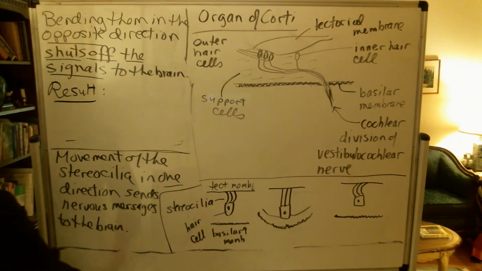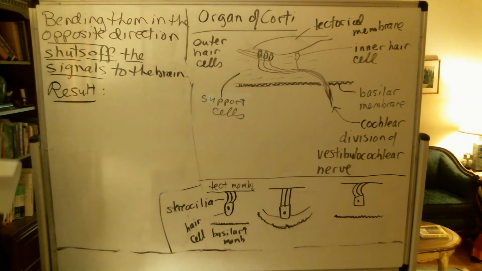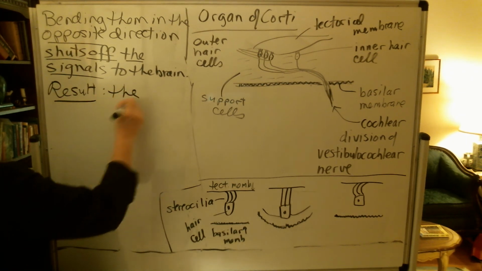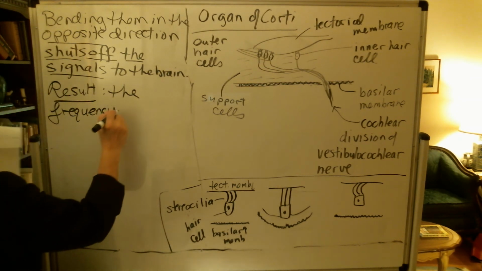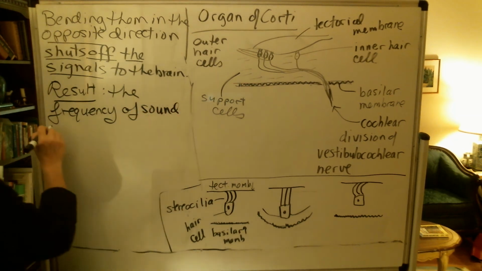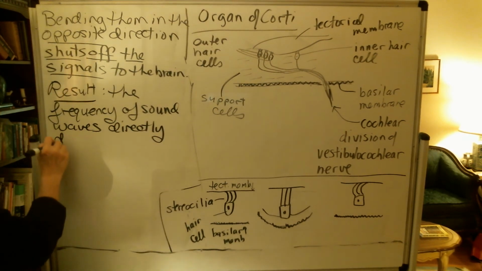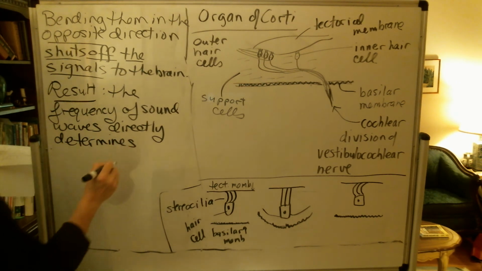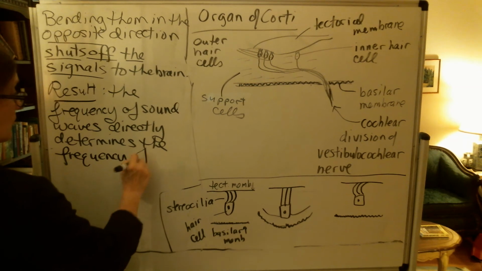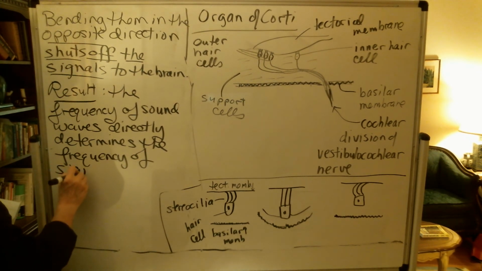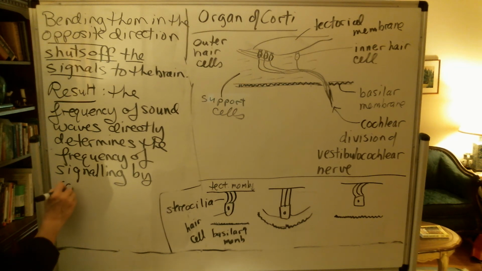So the result then is that the frequency, literally the frequency, the how oftenness, of sound waves directly determines the frequency of signaling by cochlear nerve fibers.